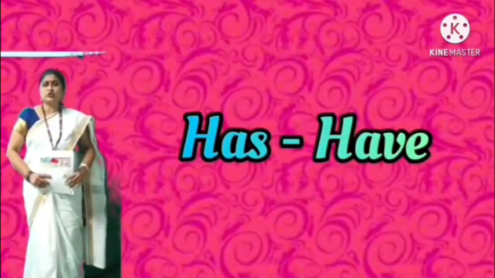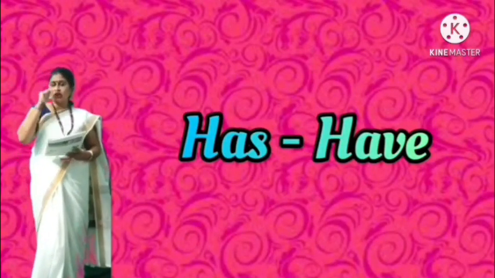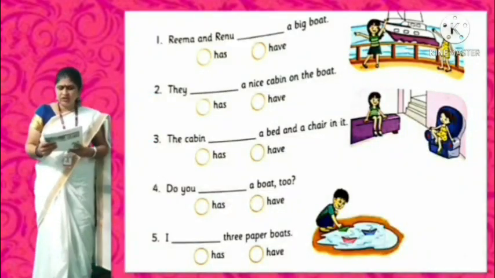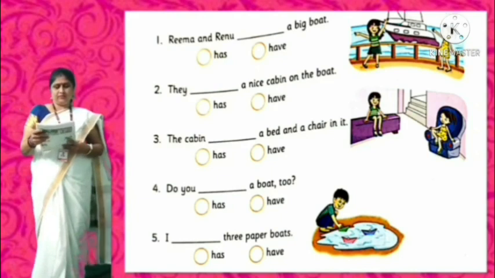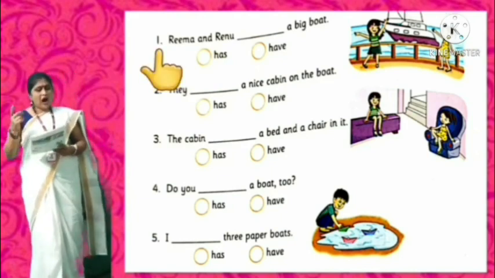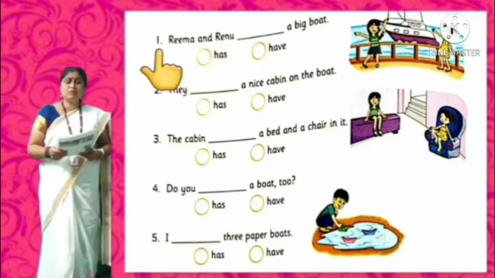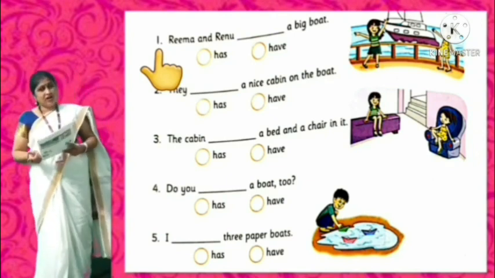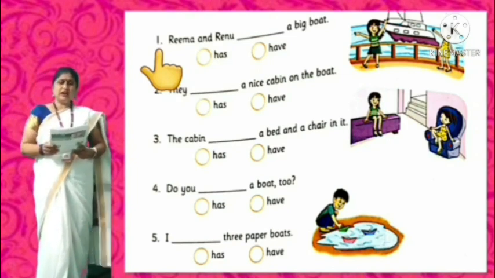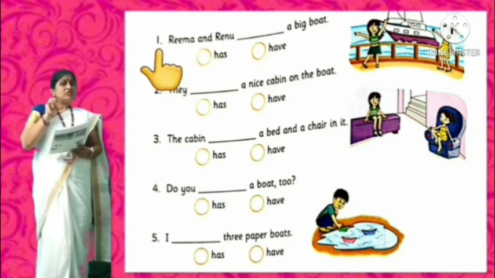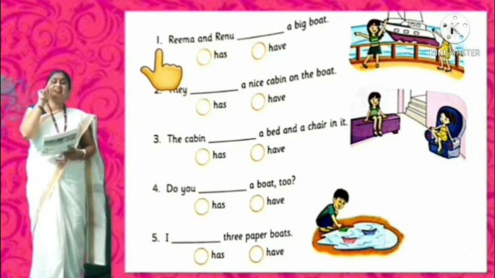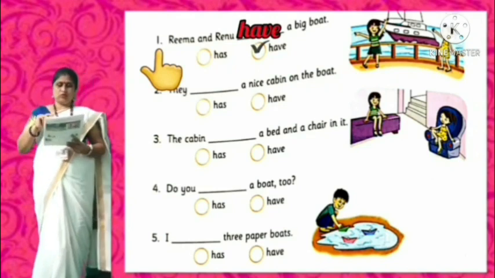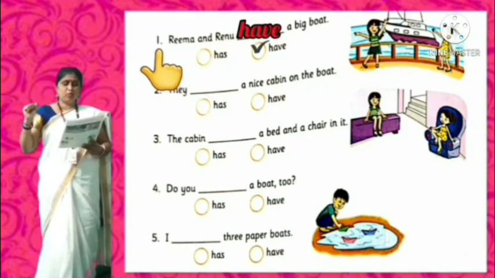Now we are going to do the book exercise. Take out your grammar book. Take page number 52. Take the correct word. Write it on the line. Rima and Renu dash a big boat. Rima and Renu, plural, isn't it? So, we should write they on the top. T-H-E-Y, they. They have a big boat. Okay, children?